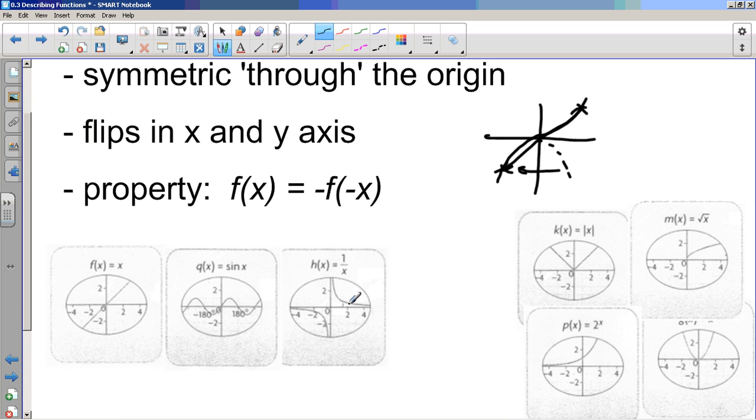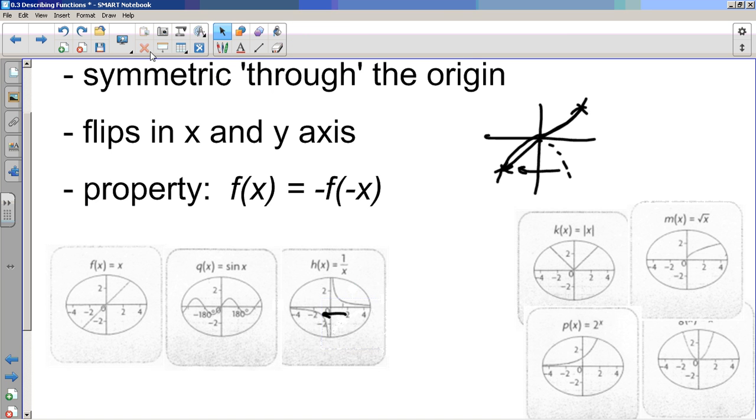So notice that any point I pick on any of these graphs, if I were to go through the origin, I'd get to the graph on the other side, right? That's what it means to be symmetric through the origin. And an easier way for us to think of it is to flip it in both axes. If I flip it in the x-axis, then it gets to this graph, and then I flip it here, then it becomes that other piece. It's almost like a rotation of 180 degrees. We could think of it that way as well. And that's an odd function.